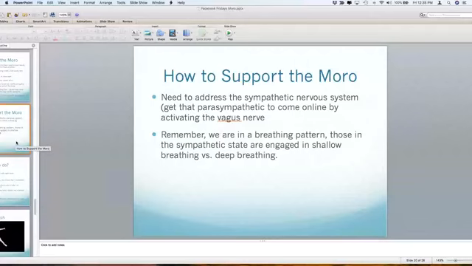So how to support the Moro? You need to address the sympathetic nervous system. You need to get that parasympathetic to come online by activating the vagus nerve. And remember, we're in a breathing pattern. Those in the sympathetic state are engaged in shallow breathing versus deep breathing. So the very first thing we have to do is teach the kids how to breathe.